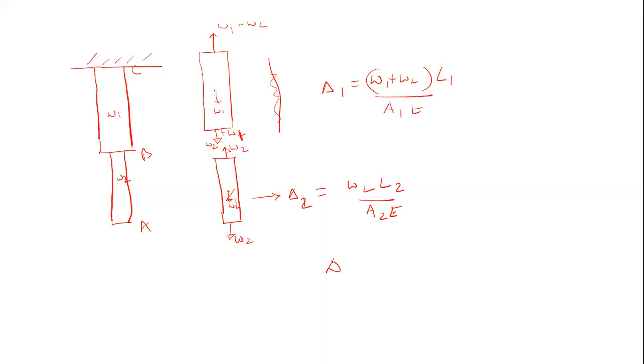So the total deformation in this case will be equal to W1 plus W2 L1 upon A1E plus W2 L2 upon A2E. So this is how we can calculate the total deformations in these types of problems. We will discuss more problems here. We will also discuss some more problems in the coming lectures, in the future lectures.